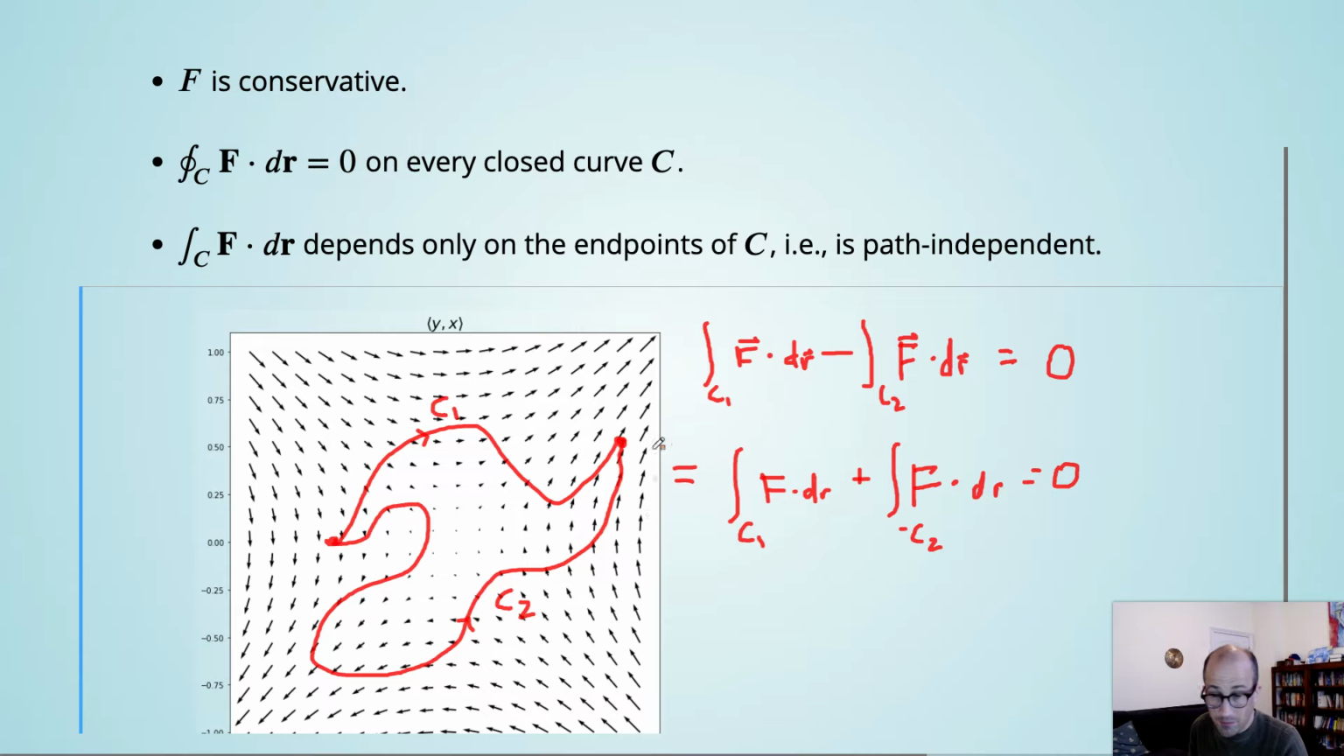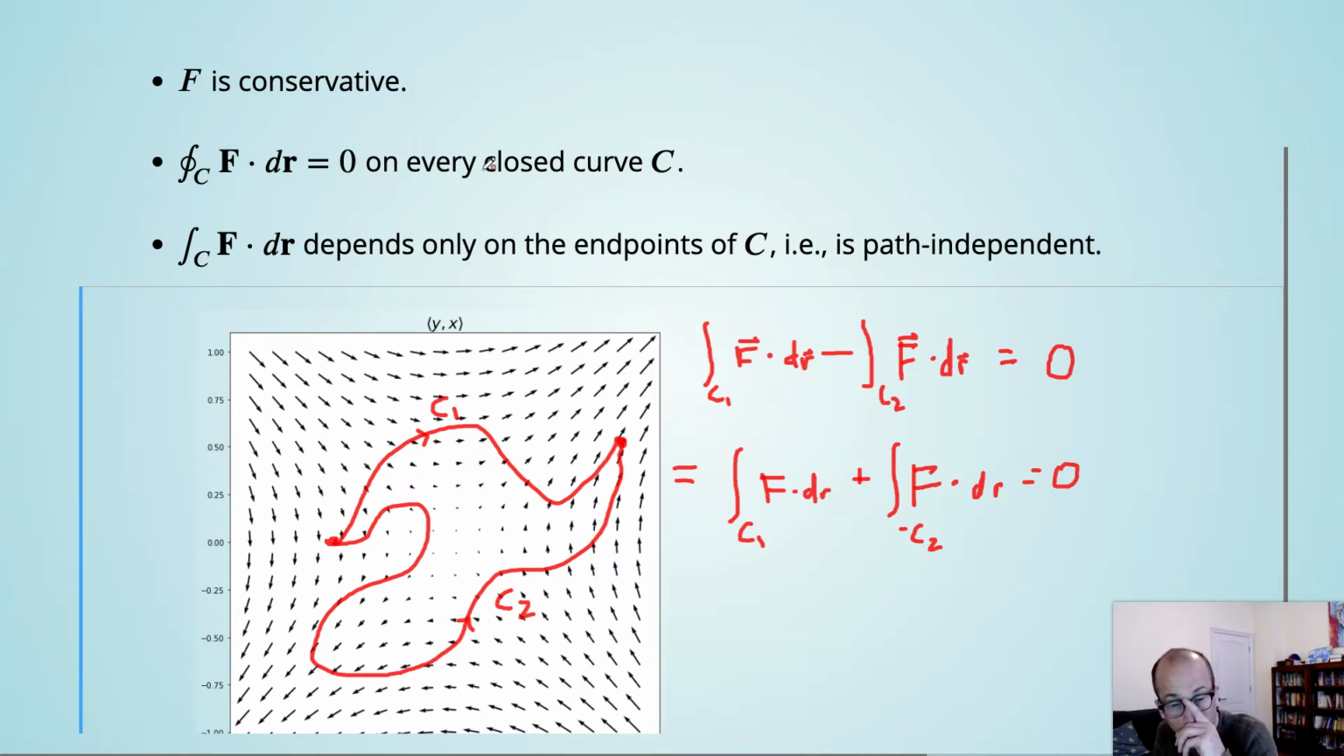You get 0. So you can see there's the connection between these two, right? That any loop can be viewed as two paths between the same point, and vice versa. If you have two different paths between the same point, you can view it as a loop when you go backwards on one of them. So I hope this picture is enough to connect them.